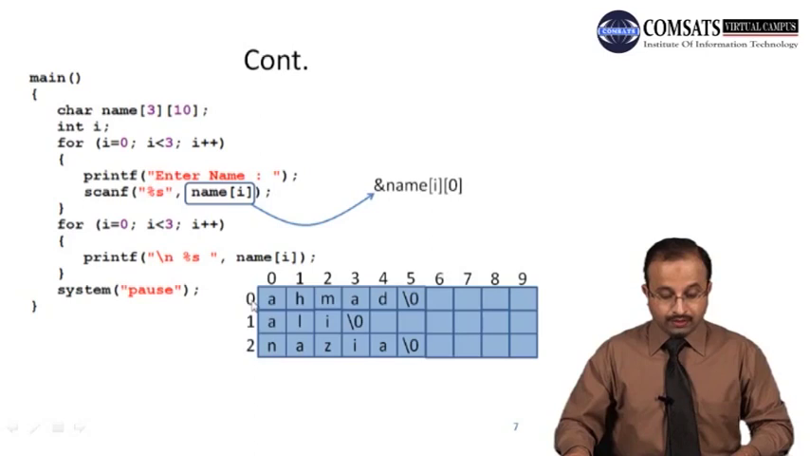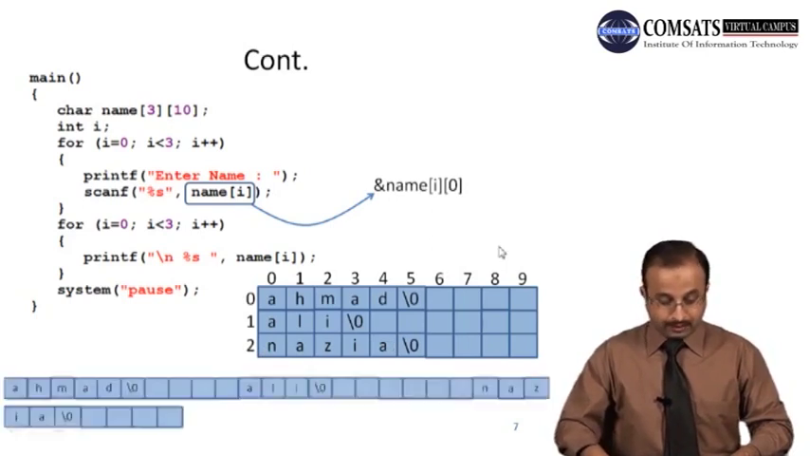So name of 0 is the address of this one dimensional array. Name of 1 is the address of this second 1D array, and name of 2 is the address of this third 1D array in this 2D array. But actually memory is allocated like this, so it is continuous.